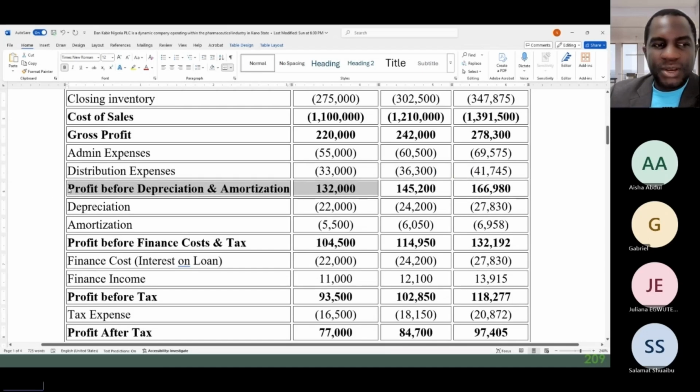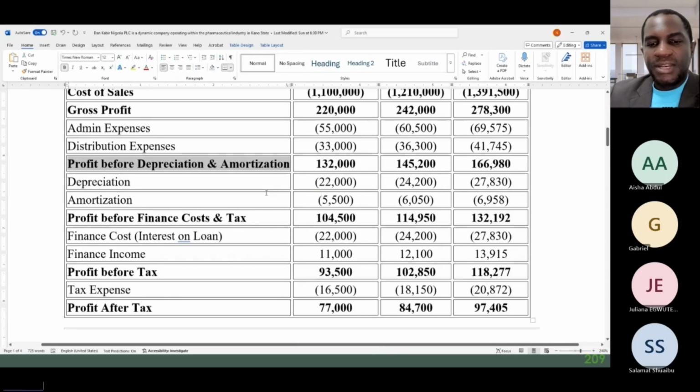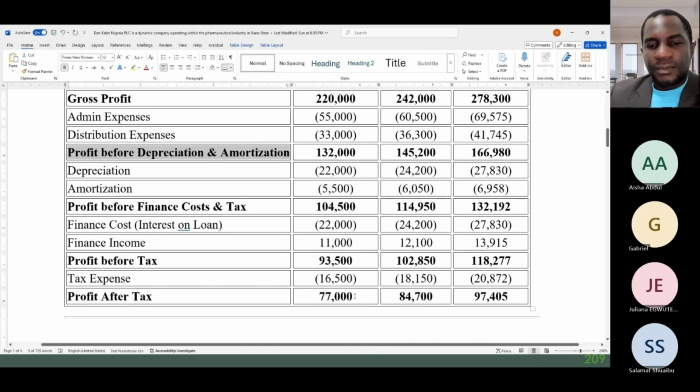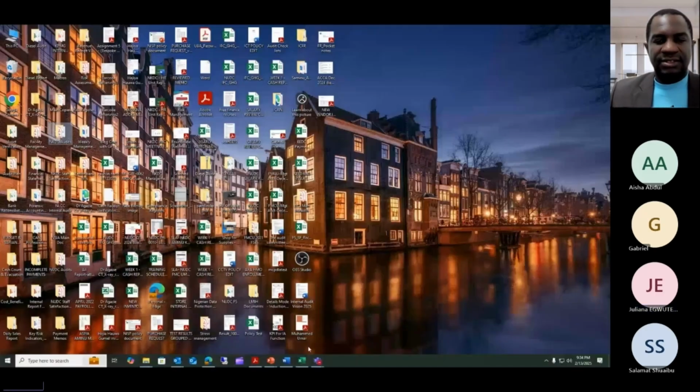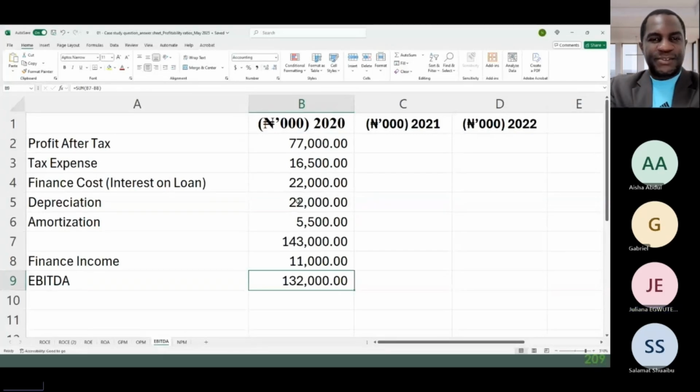But sometimes the examiner may not give you this figure, and at times he may say this is EBITDA, so you don't need to stress yourself, just pick the figure. But in a situation where I pick it and call it profit before depreciation and amortization, please work back. Pick your profit before tax, add finance cost, add depreciation, then remove finance income if there is, to arrive at your earnings before interest and tax. So do we understand that?